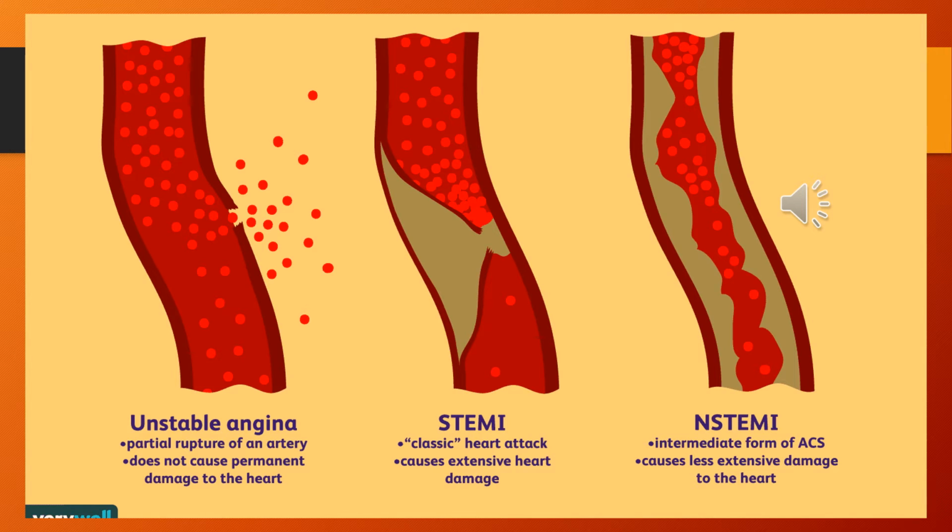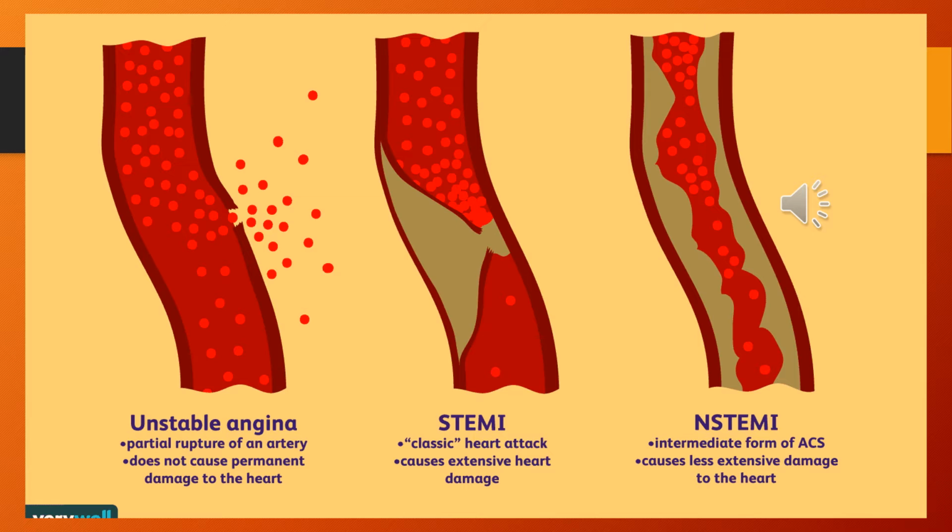Acute coronary syndrome describes the range of myocardial ischemic states. There are three types: unstable angina, non-ST elevation myocardial infarction (NSTEMI), and ST segment elevation myocardial infarction (STEMI). Acute coronary syndrome occurs as a result of a buildup of fatty deposits or plaques in and on the walls of the coronary arteries.